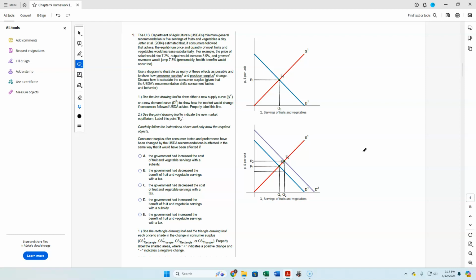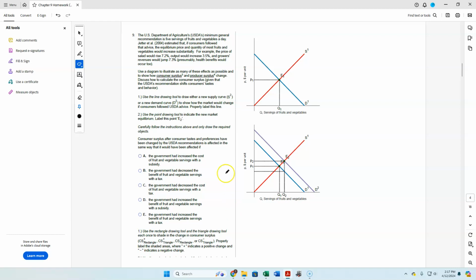Okay, USDA is saying we should eat 5 servings of fruits and veggies, and that the price of salad is going to increase 7.2%. Output's going to increase 3.5%, and growers' revenue would jump 7.3%. And we're asked to talk about how things would change based on that.